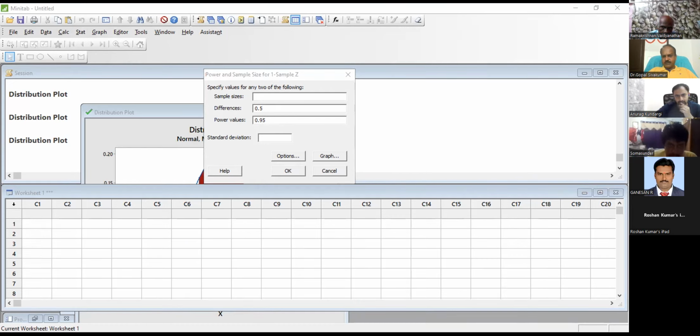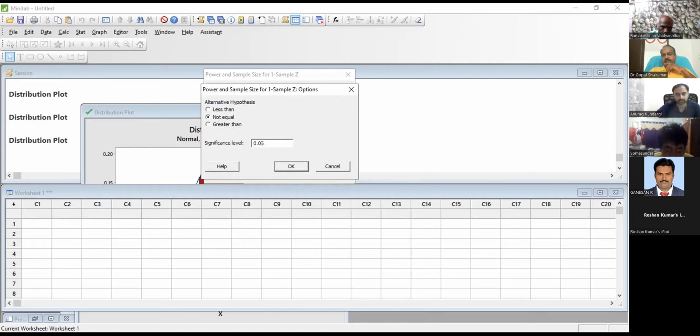Let me cross verify. Standard deviation is 0.75. Very good. Thank you. You are right. So 0.75. Let me put 0.75 here. Now I give okay. I think I can give. And now one more thing. Let us go to options also.